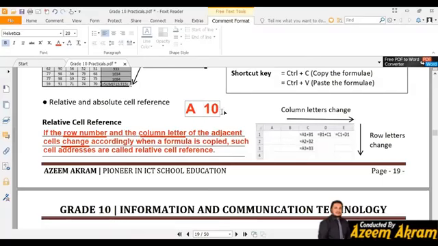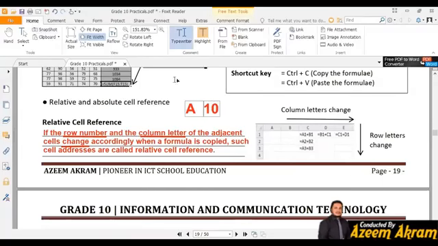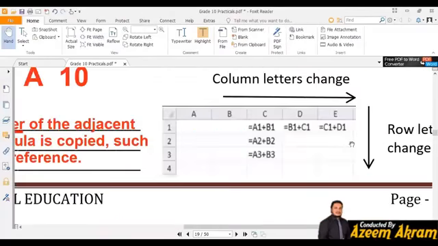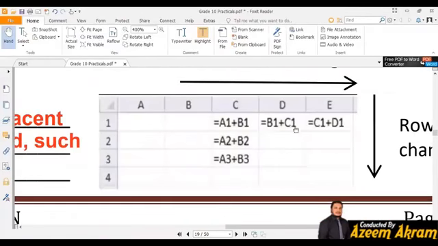So you can see here, I'll zoom it for you all. Now you can see very clearly, right? A1 equals A1 plus B1. If I am dragging down one, what happened? A is the same, A1 becomes A2, B1 becomes B2. When I am dragging another one down, 2 became 3.